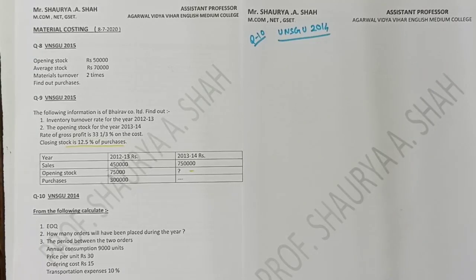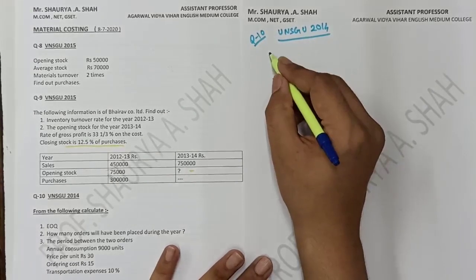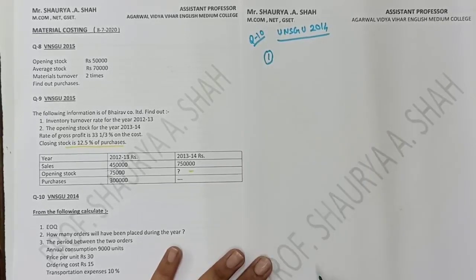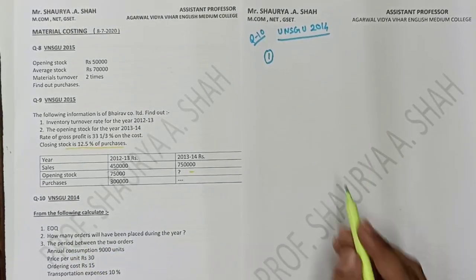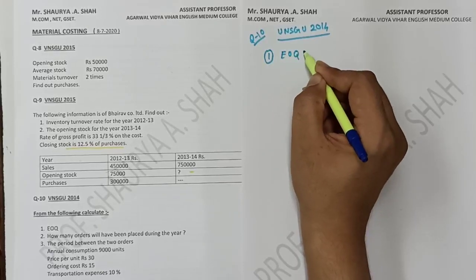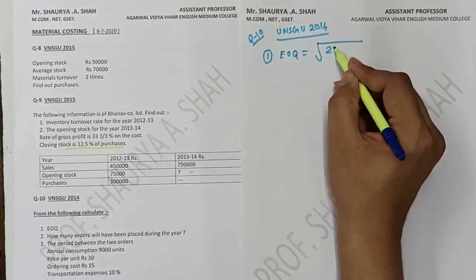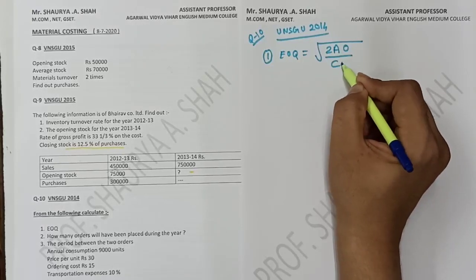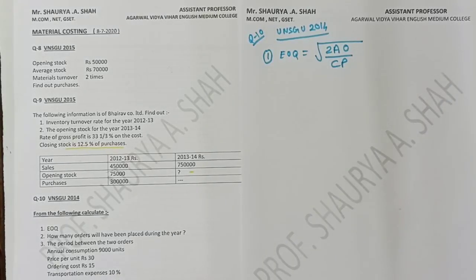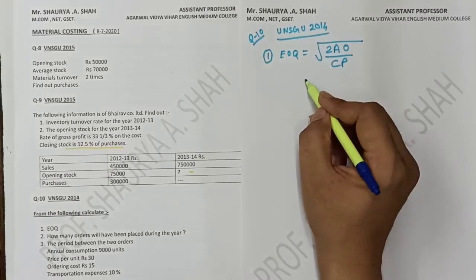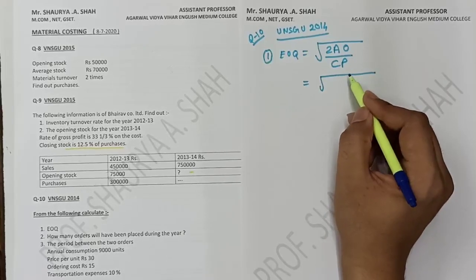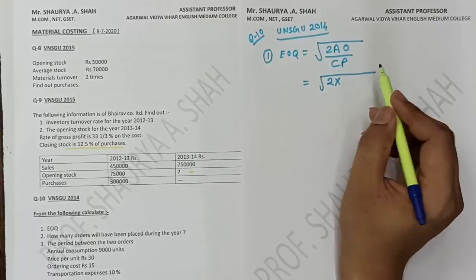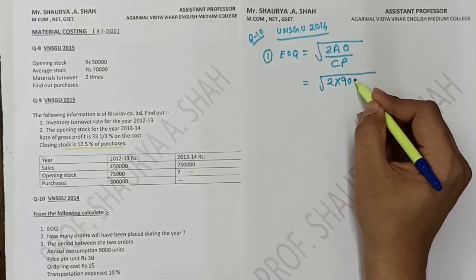Fine. So shall we start with the sum? Directly with the formula, right? I hope everyone is aware of the formula. First thing they have asked is your EOQ. So EOQ is equal to under root 2AO upon CP. Remember, students, here the percentage is also given. So you need to take the percentage, that is P. If at all no percentage is given, then the formula will be under root 2AO upon C. So under root, I'll put in the values. What is 2 multiplied by annual consumption, 9,000 units.